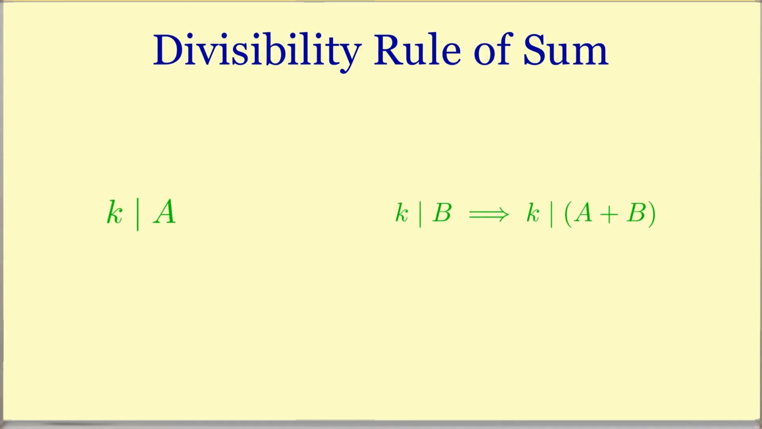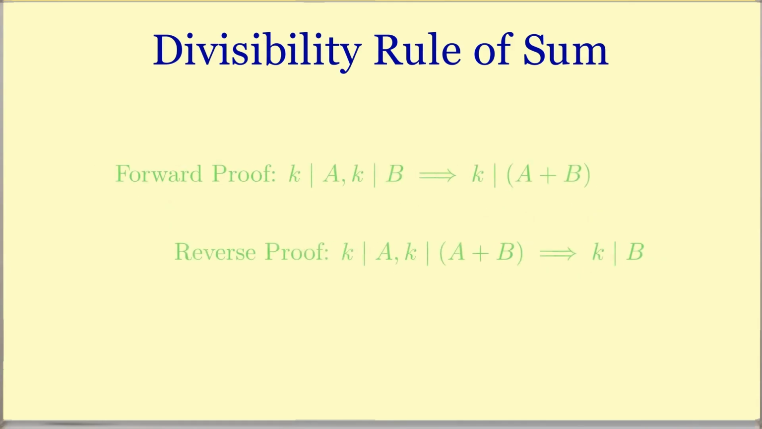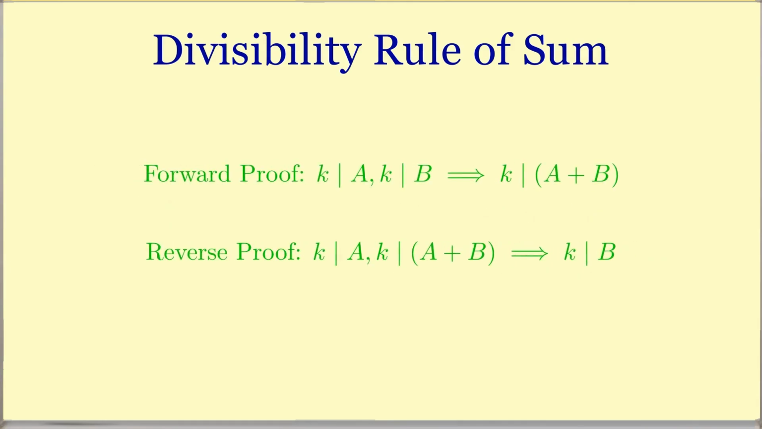If you already know that your number k divides a perfectly, then the entire problem boils down to just checking b. If k divides b, it divides the whole sum. If it doesn't, it doesn't. To prove this rigorously, we have to show that this is a two-way street. We need to prove the forward direction, and then we need to prove it in reverse.